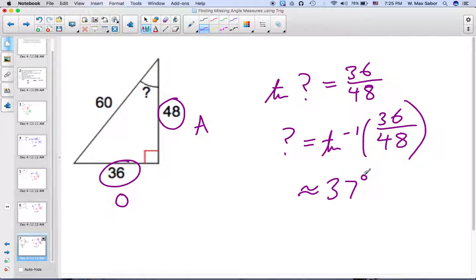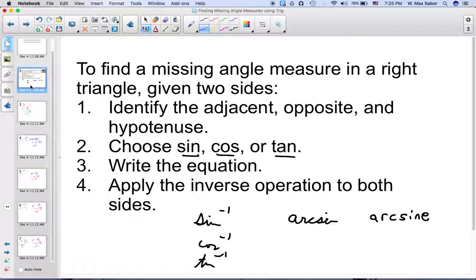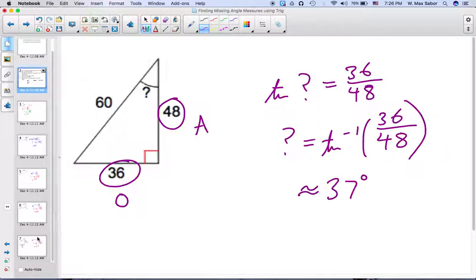So this is how we find missing angle measures. You want to identify the adjacent, opposite, and hypotenuse. Use sine, cosine, or tangent, depending on what sides you're given. Write the equation, and then the inverse operation, arc sine, arc cosine, or arc tangent. You apply that to both sides, and then you get the value of the angle. So this 37, what it means is this angle is 37 degrees. We could also use that to find what the other angle is, but that's not for this.